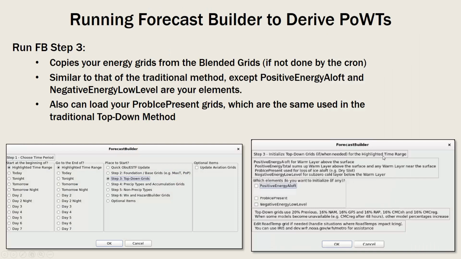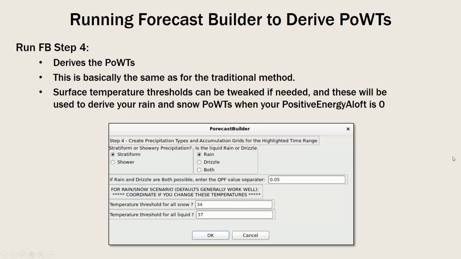All right, and then when you get into Forecast Builder, after you've got your energy grids in place, if you've already got your energy grids in place, you don't really need to do this step. But if they're not, if you want to just copy in from the blended energy grids that we talked about, you would run step 3, just like you would with the traditional top-down method. Except you can see on here what will show up is positive energy aloft. You'll still see your prob ice present, and then you'll have your negative energy low level that you can put in the database. And then step 4, again, this is very similar to what we saw in the traditional top-down method. You're going to have your choice for temperature thresholds between all snow and rain snow, and then anything above 37 being rain. So again, this step should be pretty familiar.